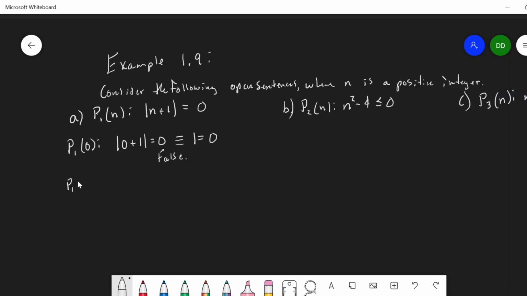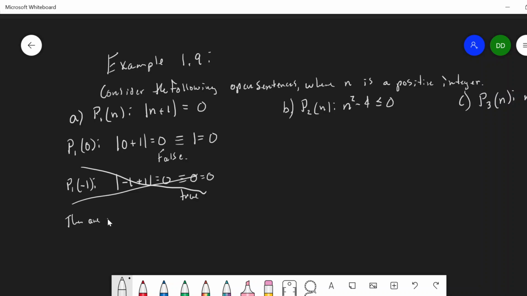So P1 of -1 would be the statement -1 plus 1 equal to 0. That's equivalent to 0 equals 0. That would be true. The only issue here, though, is that -1 is outside of our domain. This example is asking for all positive integers n that satisfy this. So we have to toss this one out. It's not looking for negative numbers. And by that logic we just went through, -1 is the only thing that makes this equal to 0. And so there are no positive integers n for which this is true.